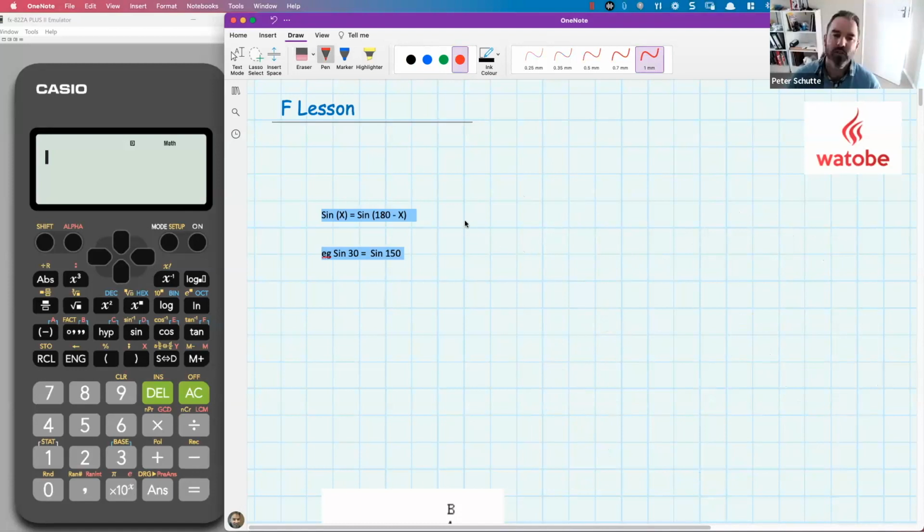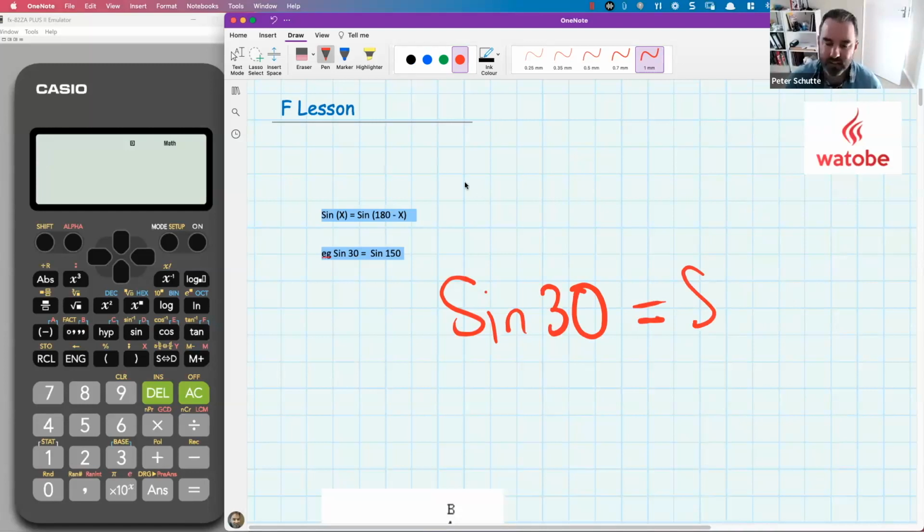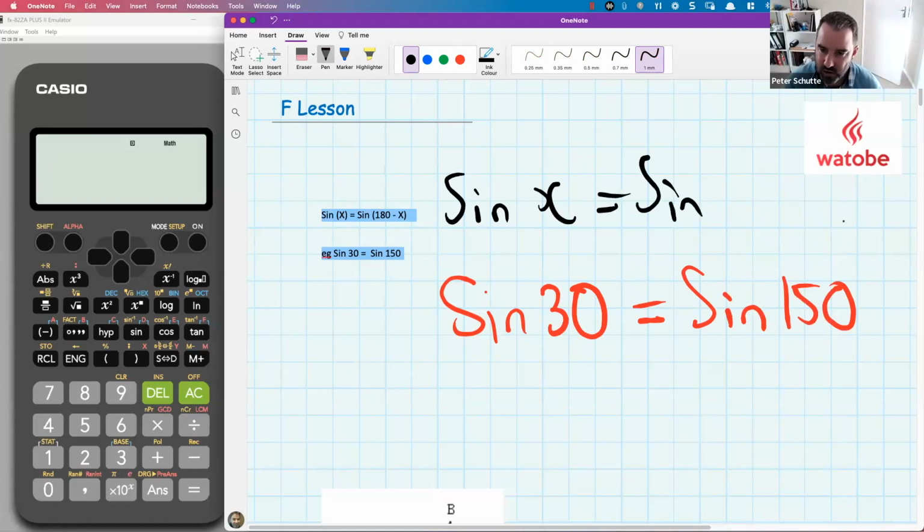Okay. Just before I cover this special case called the ambiguous case, I want to ask if you remember something called the reduction formula. The reduction formula says that the sine of 30 is equal to the sine of 150. Another way of saying it is that the sine of x is equal to the sine of 180 minus x. Give me a thumbs up if you've seen that before.